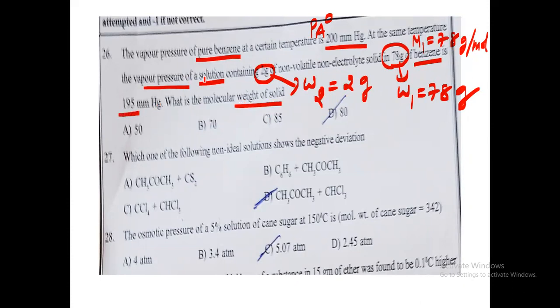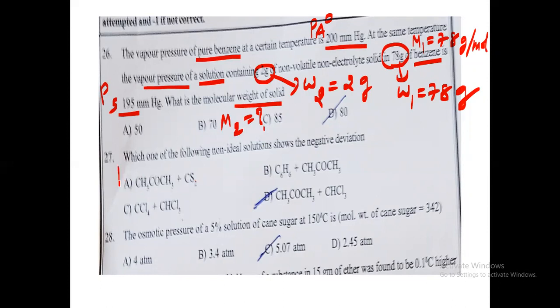The vapor pressure of solution, PS, is given. PS is given to you, PA naught is given to you, W2 is given, W1 is given, and the gram molecular weight of the solvent we know. So we are asked to calculate M2, the gram molecular weight of the solute.